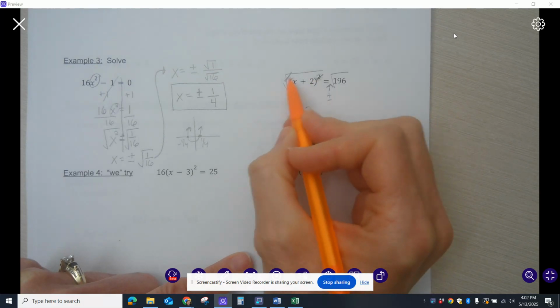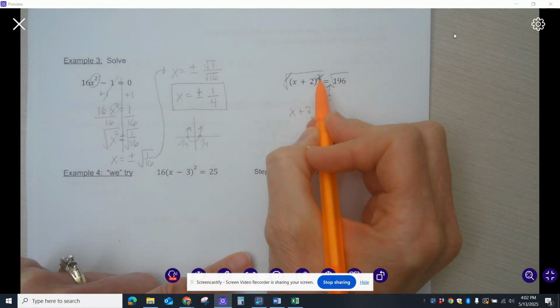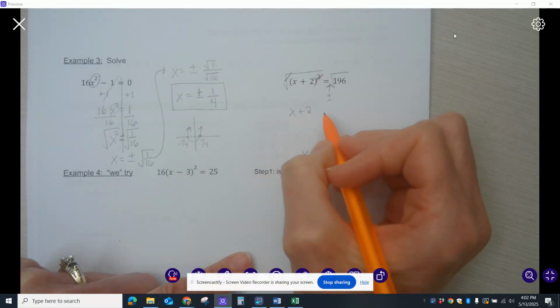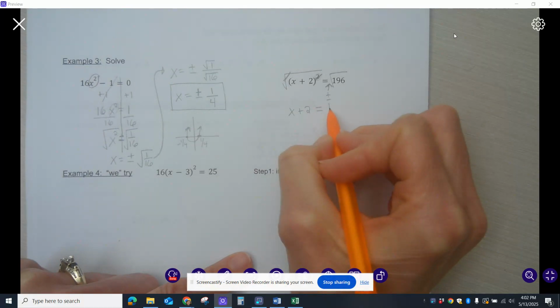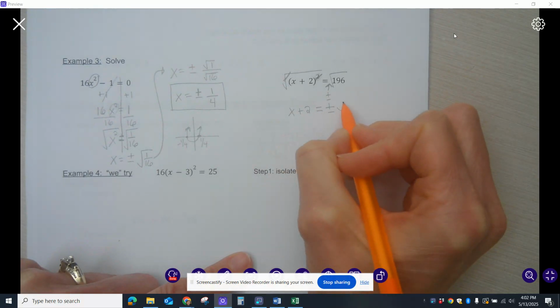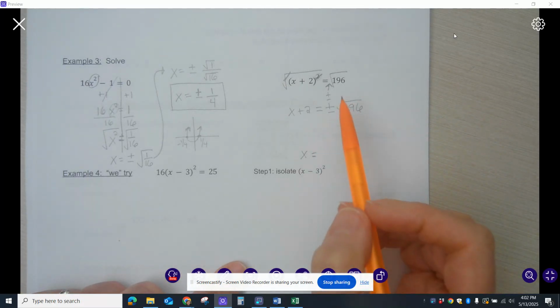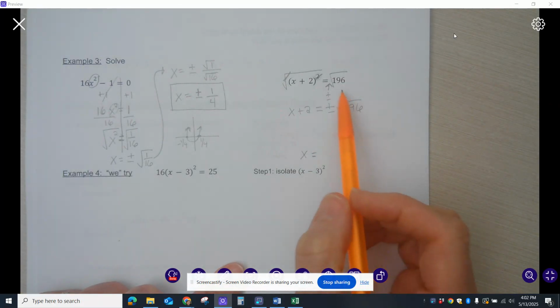So remember, the x was trapped inside the parentheses and the 2 was locking it. I got rid of the lock by using the square root, and what was left? X plus 2 equals plus or minus. Careful, I haven't done my jailbreak on the right there. I still have my square root over here.